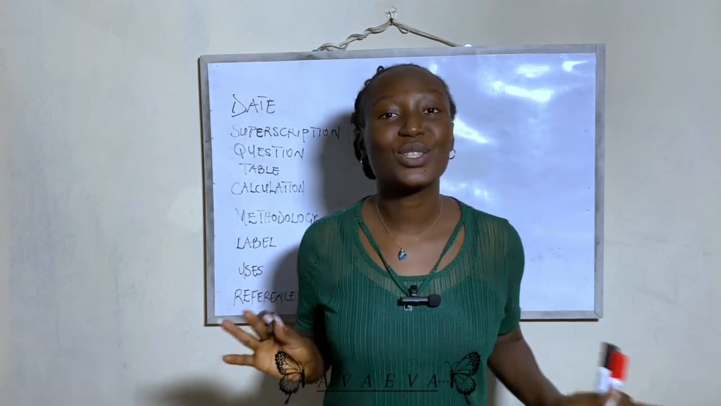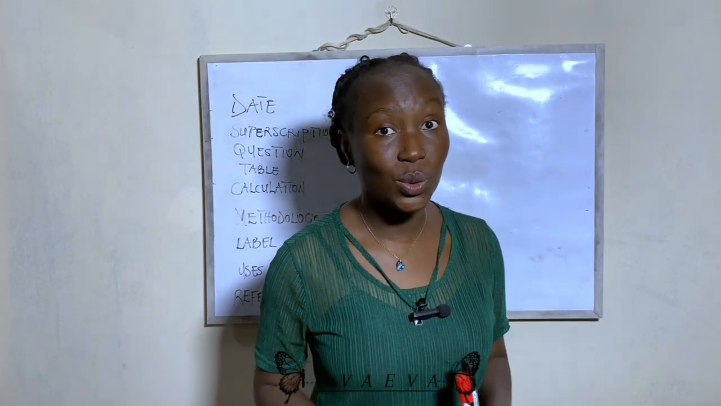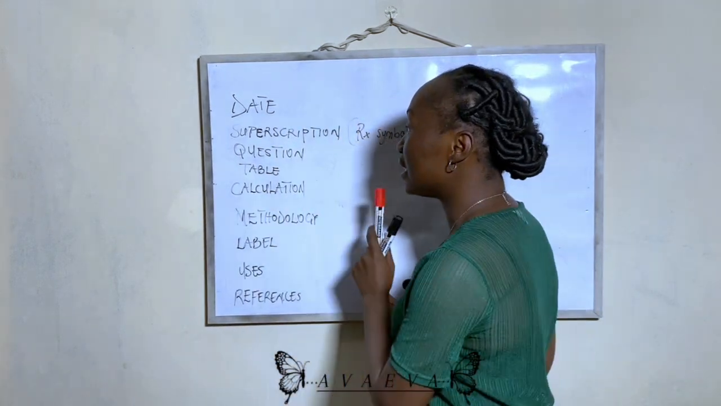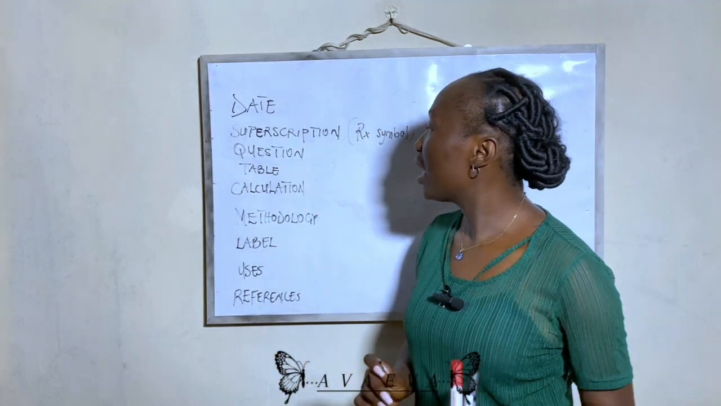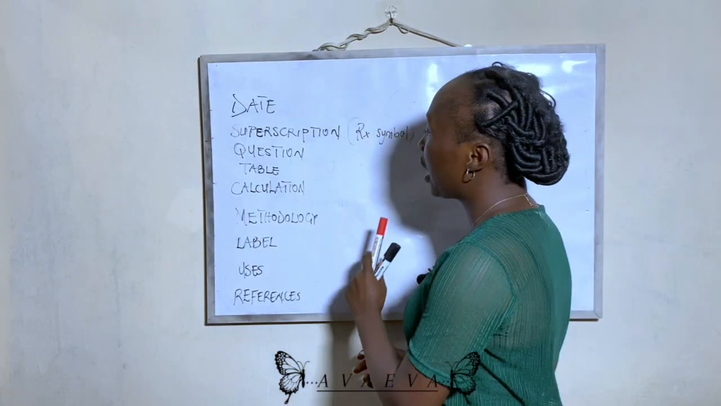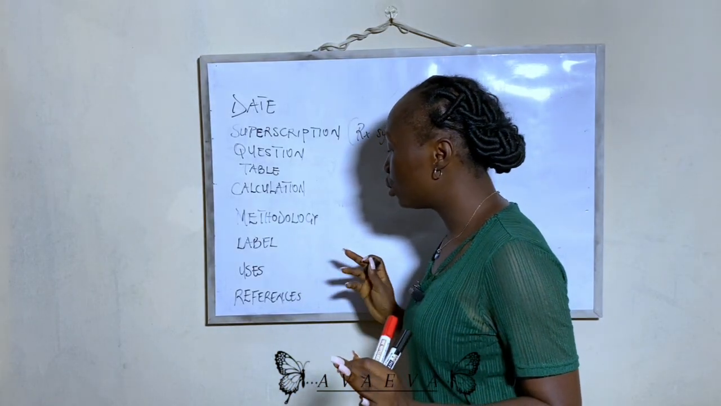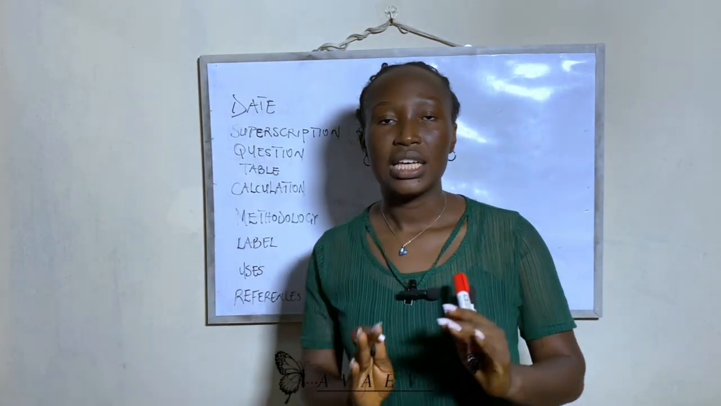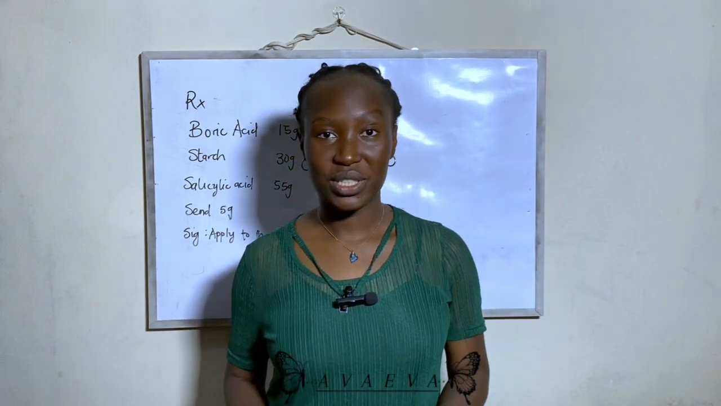So before we start solving the questions, let's look at the format for reporting PCT 306. First, we have the date and then the superscription, which is your Rx symbol. Then we have the question, whatever they ask you to send or prepare. We have the table, the calculations, methodology, label, uses, and references. It is pretty straightforward. Here we have our first question.